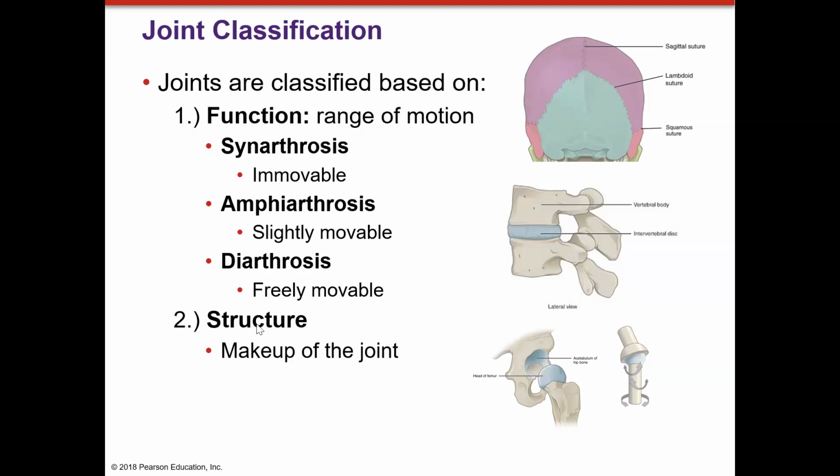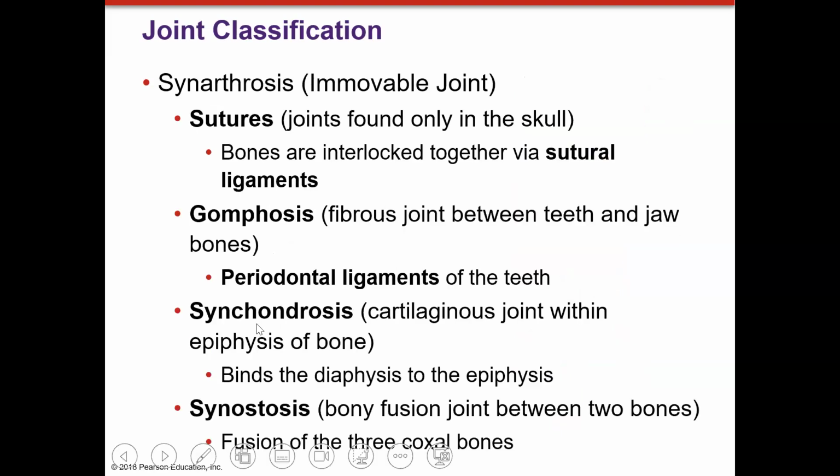We're also going to classify it by structure, or the makeup of the joint. So our synarthrosis, or these immovable joints, we're looking at sutures on the skull. Again, they are slightly movable. Bones are interlocked together via sutural ligaments. Gomphosis, the teeth. Okay, so again, these can be moved, but they shouldn't be moved, right? The fibrous joint between the teeth and the jaw.